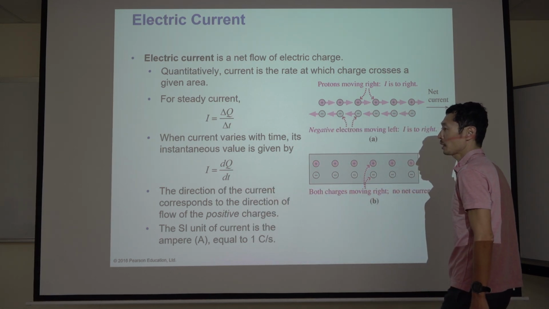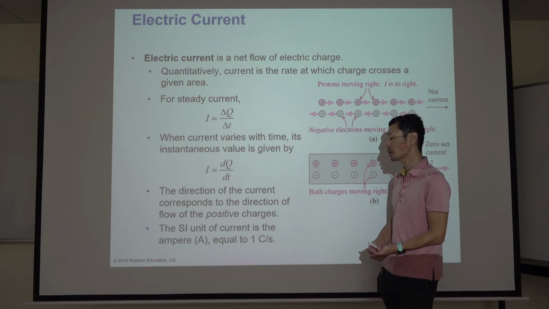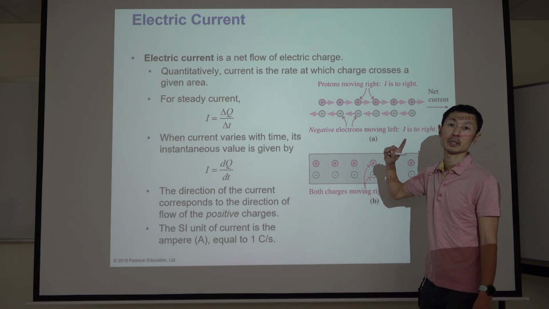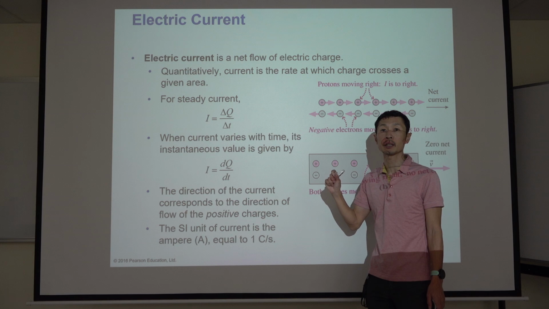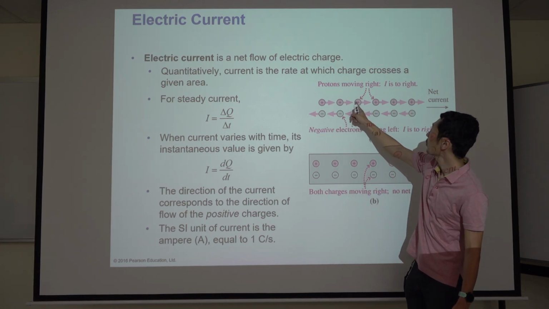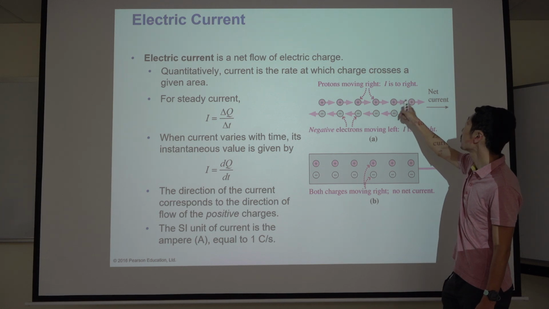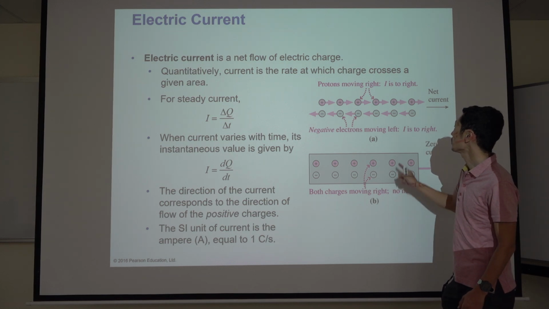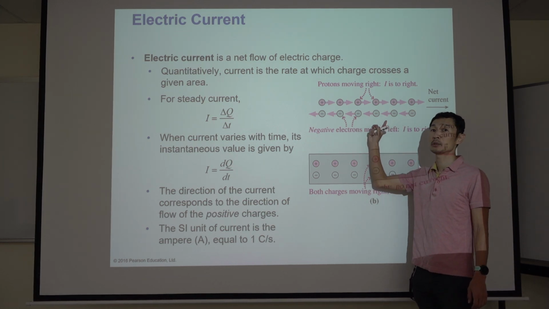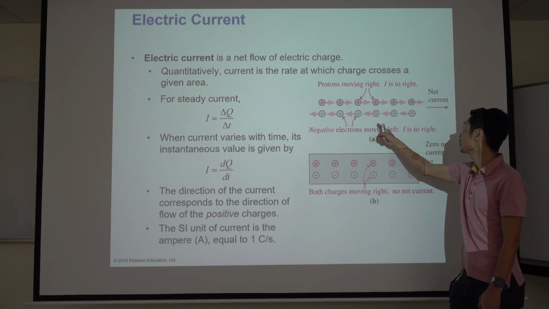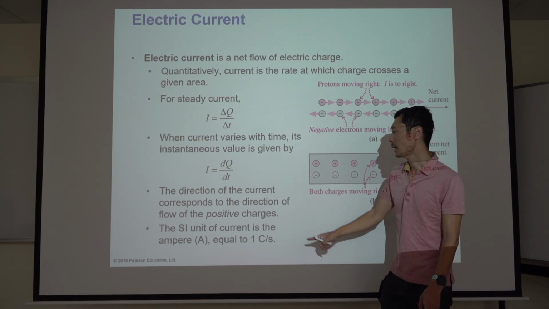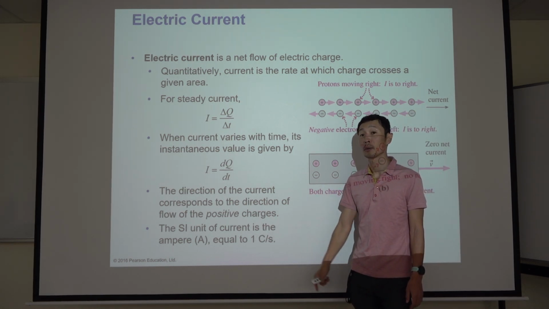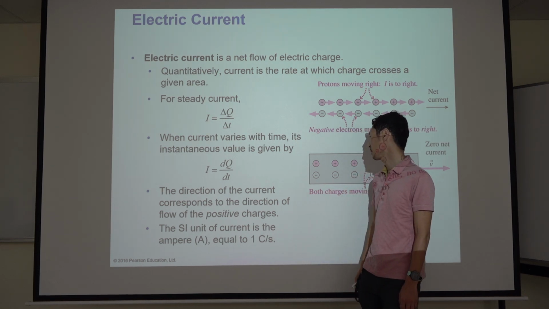The direction of the current corresponds to the direction of flow of the positive charges. So which way positive charge goes decides which way the current is running. In this figure, positive charge is moving towards the right, so current is going towards the right. If negative electrons are moving towards the left, then current is going to the right. The SI unit of current is the ampere, A, which is equal to 1 coulomb of charge per second.